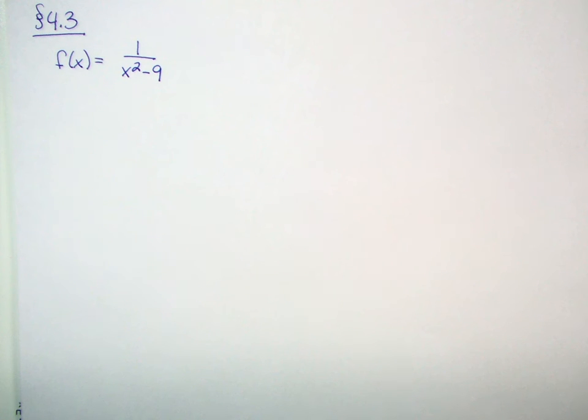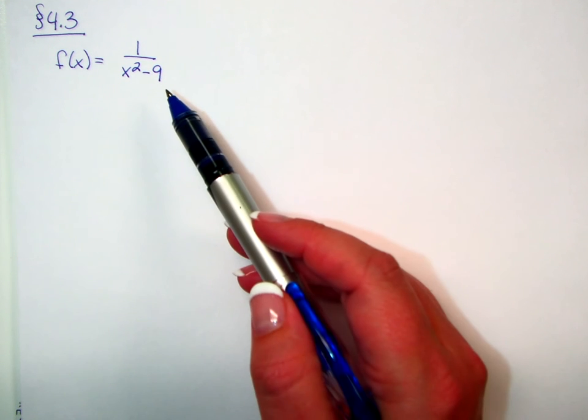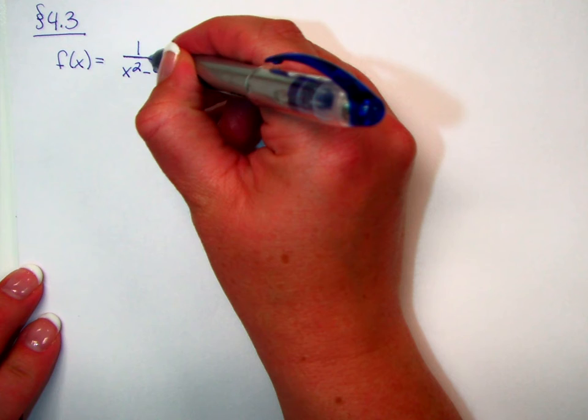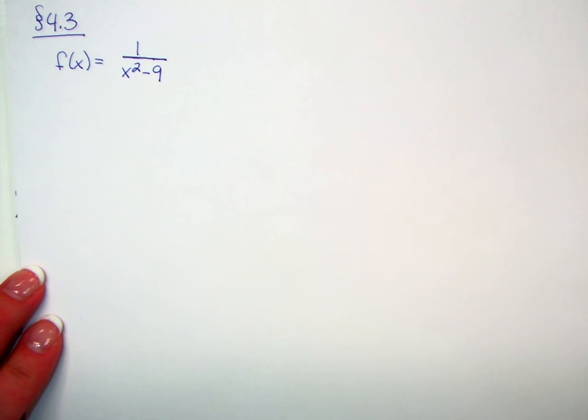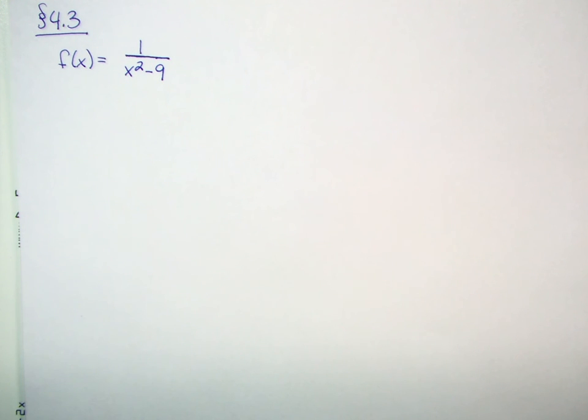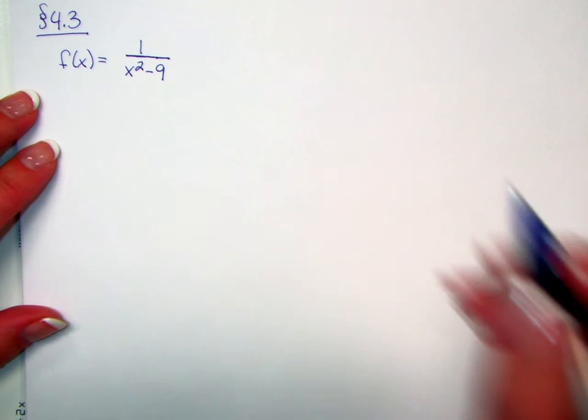All right, to continue section 4.3, curve sketching, I'd like to use a little bit more difficult problem. This is a quotient here, it's not just a polynomial. And so when we deal with quotients, you will be asked for domain, vertical asymptotes, horizontal asymptotes, and then finally the first derivative test, second derivative test.